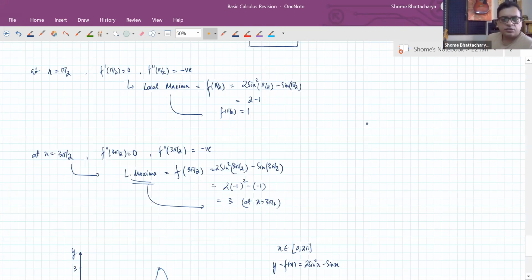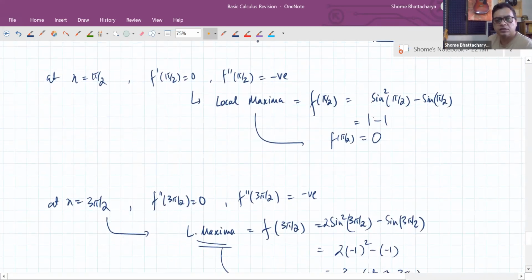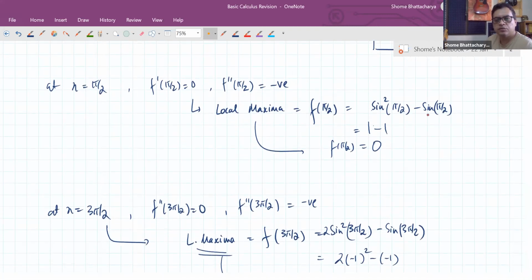Okay, slight correction over here. The value of the local maxima, the function was not 2 sine square x minus sine x. The function was sine square x minus sine x. So here, this has to be sine square pi by 2 minus sine pi by 2. So this local maxima will actually give us 0. Okay. So just incorporate this small minor correction, that the function itself was sine square x minus sine x.